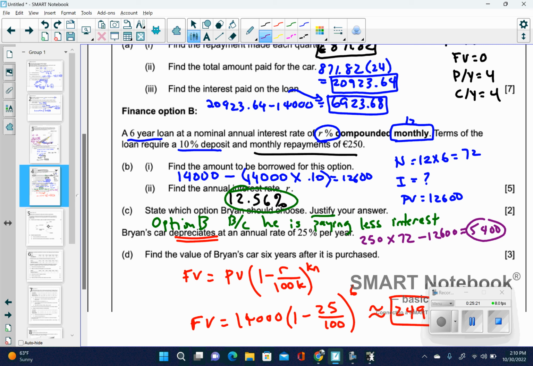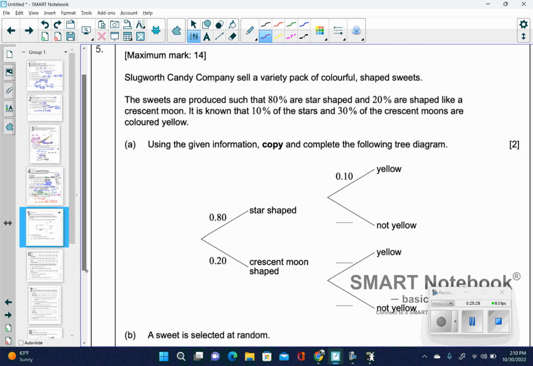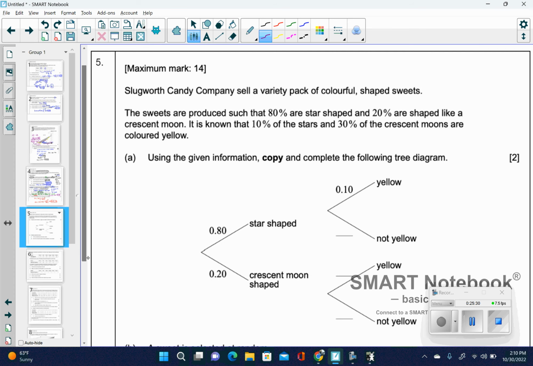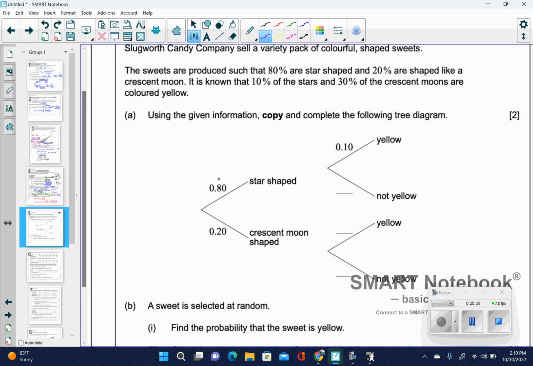All right, moving on to the next question. Again, these are pretty long questions, but it's okay. They're worth a lot. So this is 14 points. We have to remember that whenever we have a question that looks like this, these numbers right here have to add up to 1. So 80 plus 20 is 1. Over here we have 10, so we know that this number has to be 90. If there's 10% that are yellow, then the percent that is not yellow is going to be 90%.